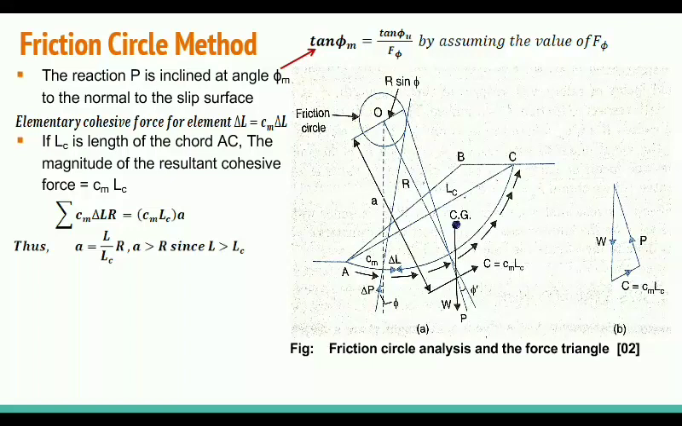Obviously, in this case Lc is the chord of a circle and L is the length of the arc of the circle. For AC, AC is the arc. So obviously L would be greater than Lc. If L is greater than Lc, then a would be greater than R, where R is the radius of the slip circle. It means the location of this resultant cohesive force Cm into Lc would be outward from the slip surface, beyond the circle. That is shown in this figure. You can see that the intersection point of W, P and Cm into Lc is outside the slip circle.